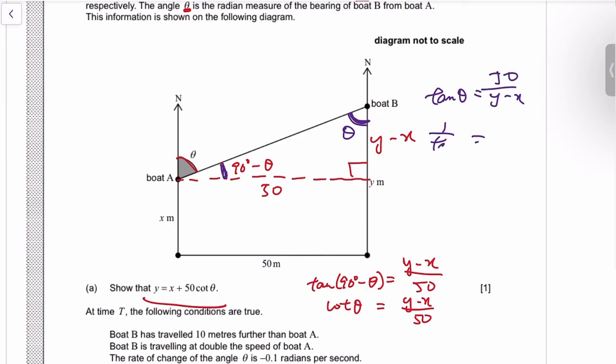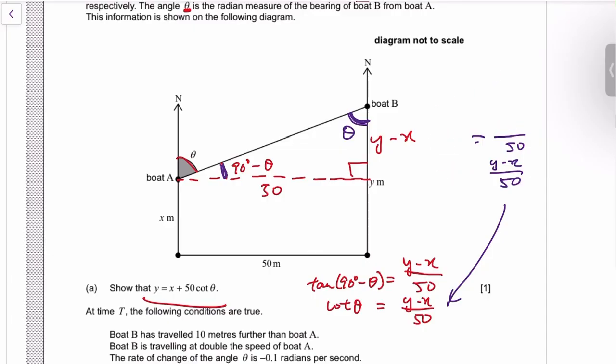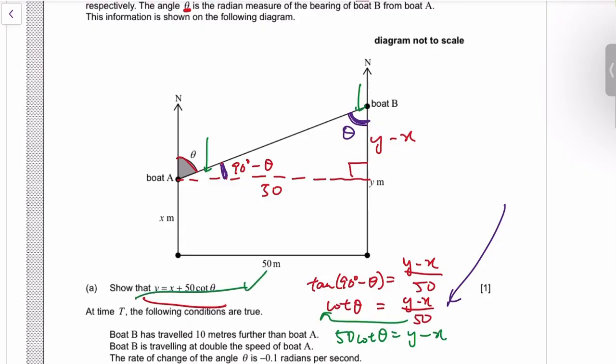So you take 1 over both sides. 1 over tangent is cotangent, right? So you get the same thing. This is basically the proof that tangent of 90 minus theta is cotangent theta. It's just because if this is theta, this would be 90 minus theta. Then we multiply the 50 to the other side, and move the x, and you get what they want.